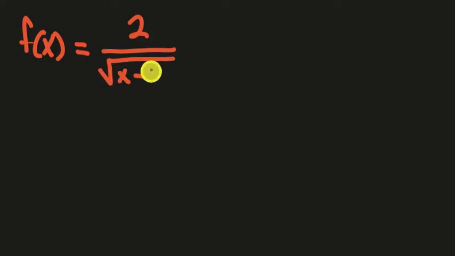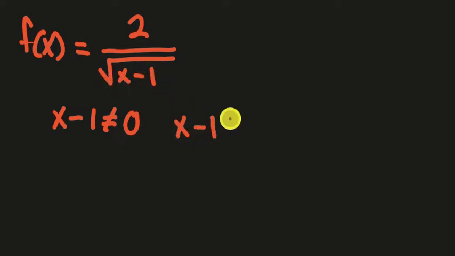Next we have f of x equals 2 over the square root of x minus 1. Now this case is a little bit different because it has both a square root and a fraction in play. The fraction makes it so that the denominator cannot equal 0. So we have that x minus 1 cannot equal 0. And the square root part tells us that x minus 1 needs to be greater than or equal to 0. So looking at this inequality on the right, x minus 1 is greater than or equal to 0. Well, we know that x minus 1 cannot equal 0.